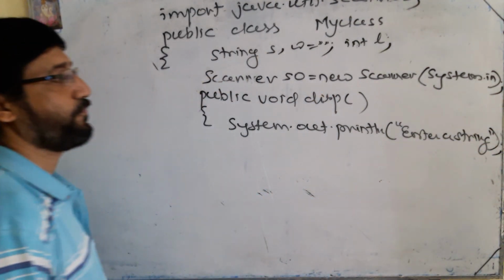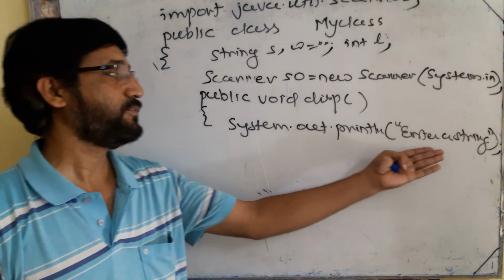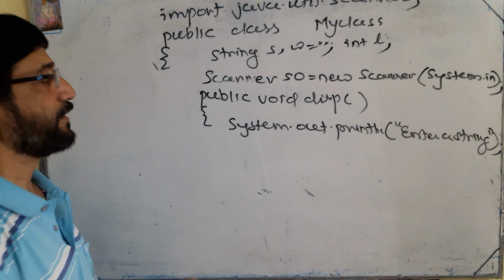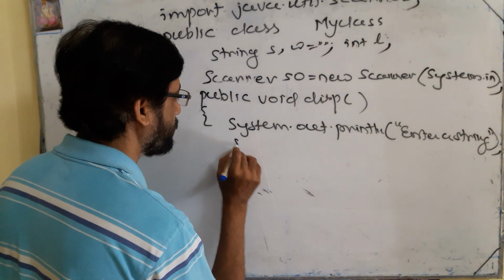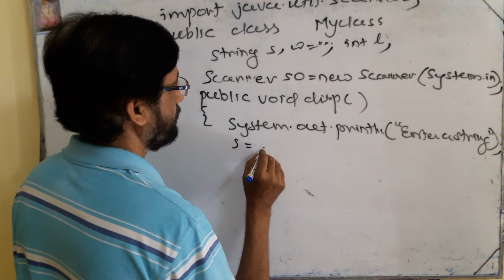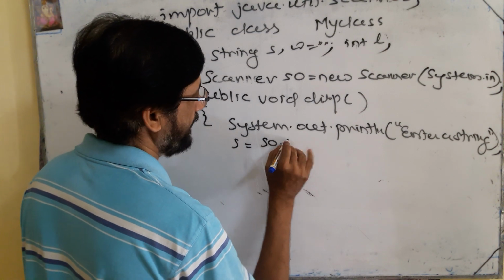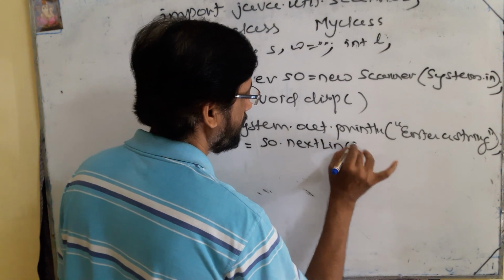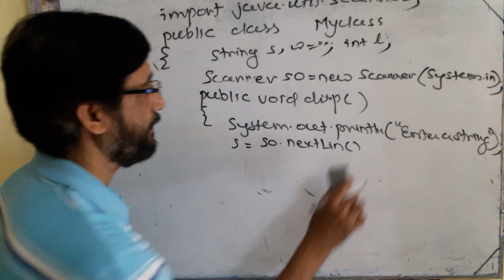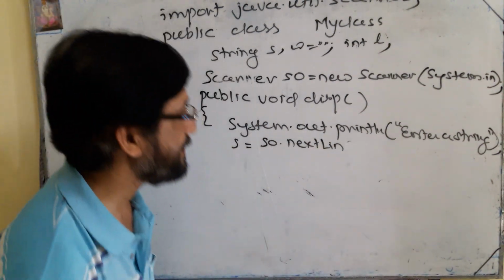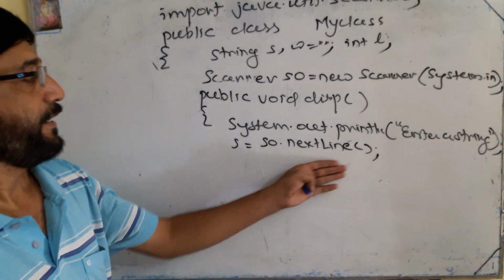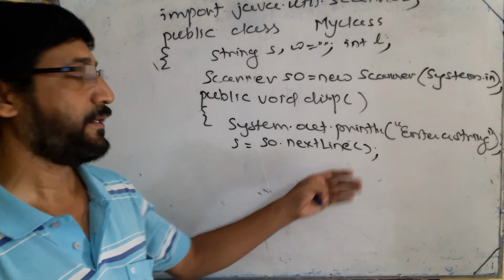Okay, this is the user prompt is required. So when the user sees this prompt on the screen, the user will type the string from the keyboard. Now you can store it in a string variable: Sc is equal to so dot next line. You know the nextLine function is used to input the string from the keyboard.